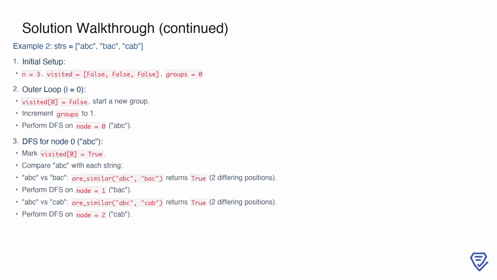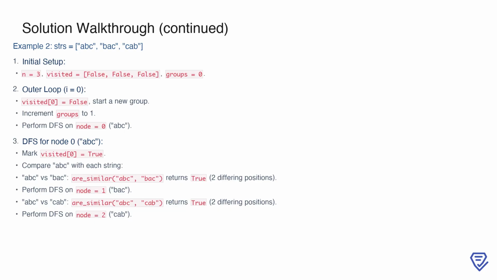Now let's look at another example with the strings abc, bac, cab. First, we initialize the variables. The number of strings, n, is 3, and the visited array is false, false, false. The groups counter is set to 0. In the outer loop, starting with i equals 0, we find that visited[0] is false, indicating that abc has not been visited. This marks the beginning of a new group, so we increment groups to 1. We then perform a DFS starting from node equals 0, which corresponds to abc. In this DFS, we mark visited[0] as true.